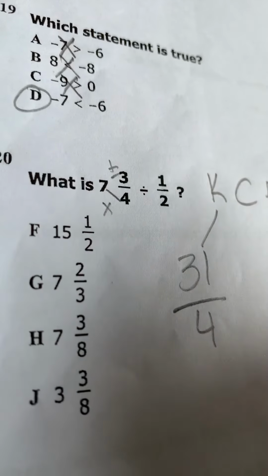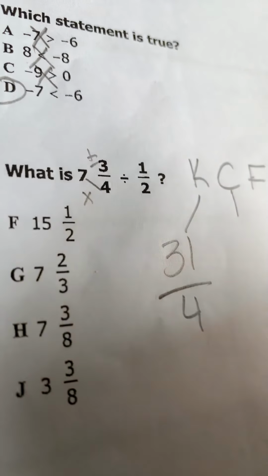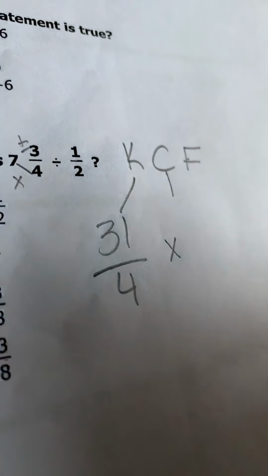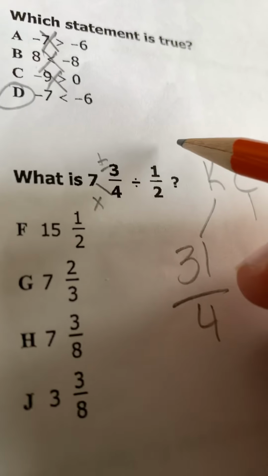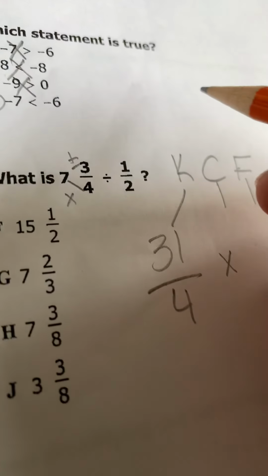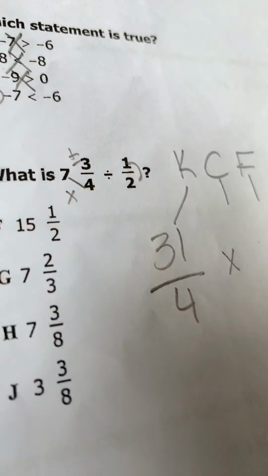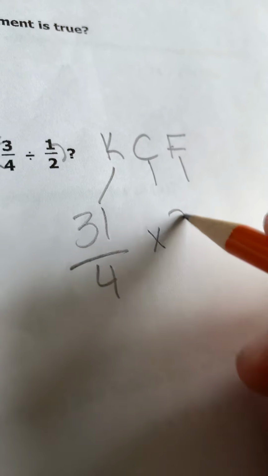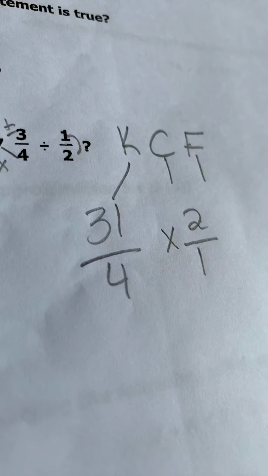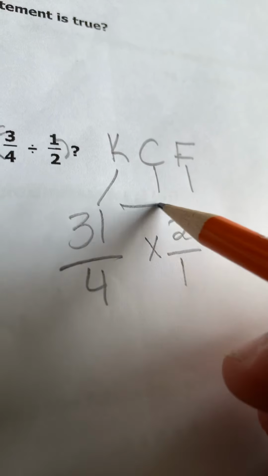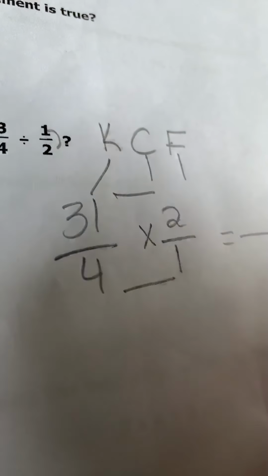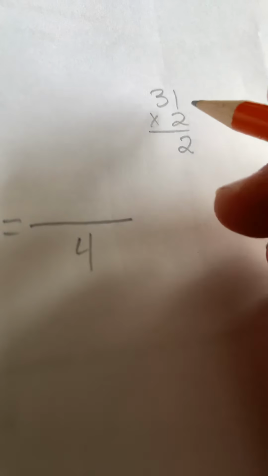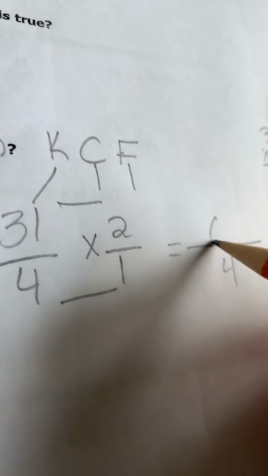I'm going to keep this fraction. I'm going to change my division to multiplication. Then I'm going to flip this second fraction to its opposite. Another word for opposite is reciprocal. So I'm just going to flip this fraction to its opposite, which is 2 over 1. Now I can multiply, so I'm going to multiply straight across. 4 times 1 is 4. 31 times 2. Yes, I could have just done this one in my head, but get over it. 1 times 2 is 2. 2 times 3 is 6. So 62 over 4.